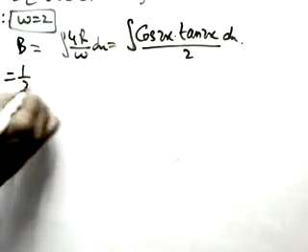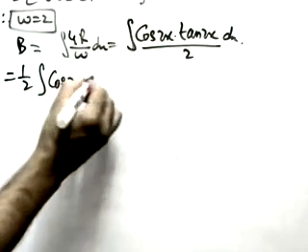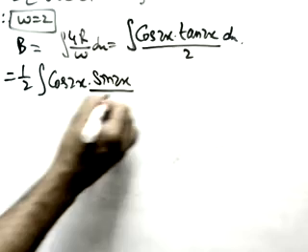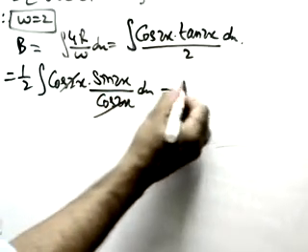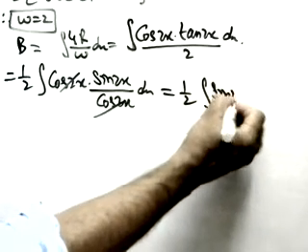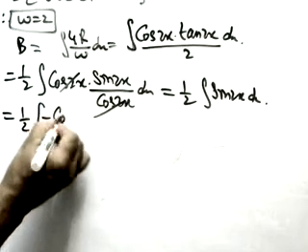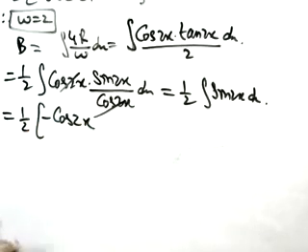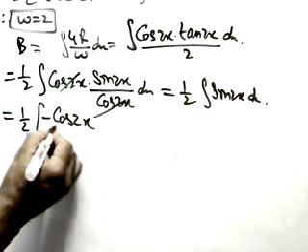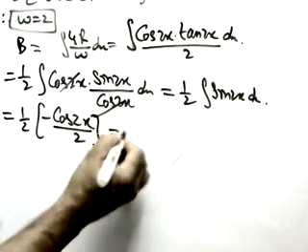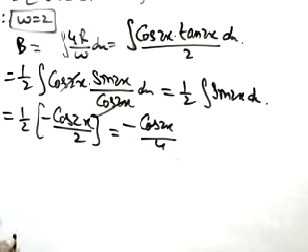We don't have minus. Now change tan. Take out 2 outside: 1 by 2 cos 2x into what is the value of tan? Tan is sine by cos, sine 2x by cos 2x dx. Now we cancel this one. What is left? 1 by 2 into integration of sine 2x dx. Integration of sine is minus cos. But we are having 2 with x, no? In integration, this will be divided by 2. So this is minus cos 2x by 4.